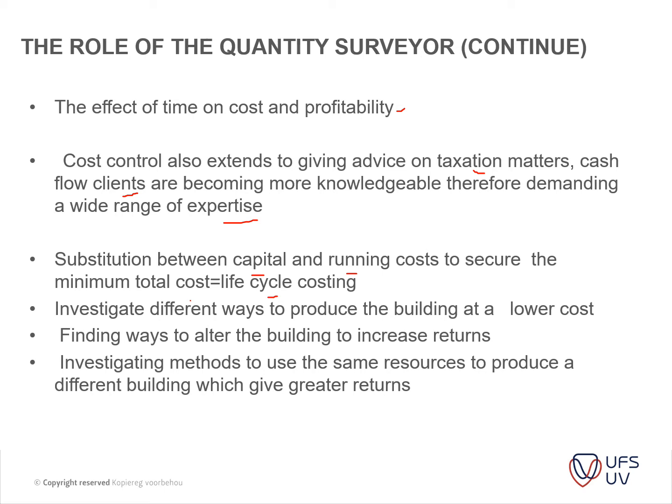So substantiation between the capital and running cost to secure the minimum total cost, or life cycle costing. So it all boils down to being as efficient as possible with the design and the costs of the project. You have to investigate different ways to produce the building at a lower cost. For instance, looking at the offset between a porcelain tile and a through color ceramic tile, which one adds more value for money.